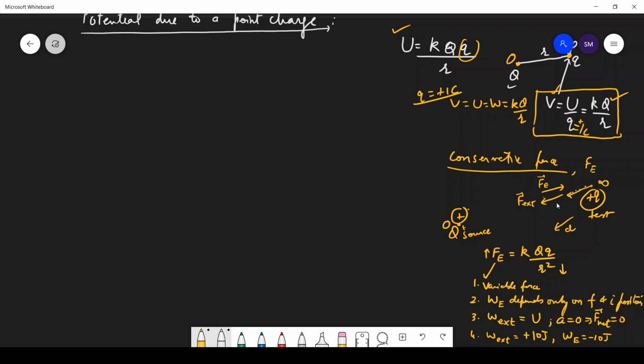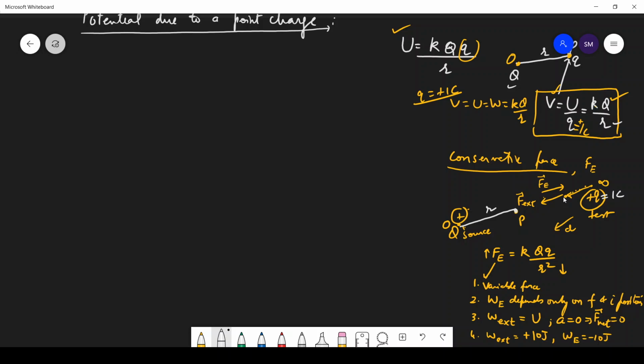Then the work done on the 1 coulomb charge in bringing it from infinity to this point, let it be this point, this is point P here, and this is the distance r. So this r is this distance, and this is the potential at P due to this source charge Q. So I'm bringing this plus 1 coulomb charge from infinity to this point. Whatever work I do will be the potential at this point P.